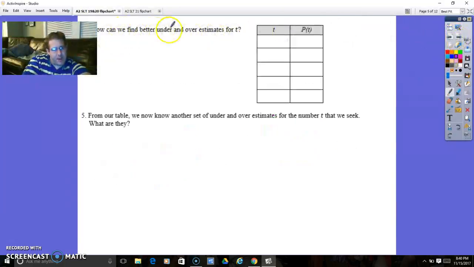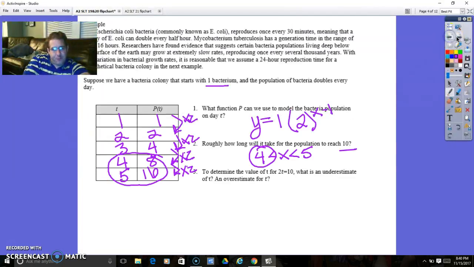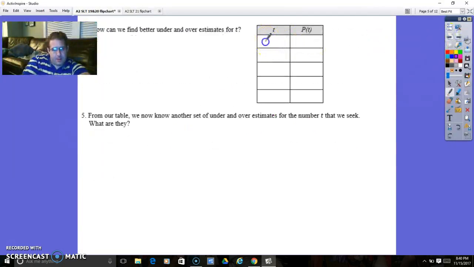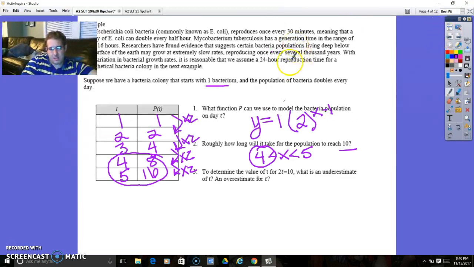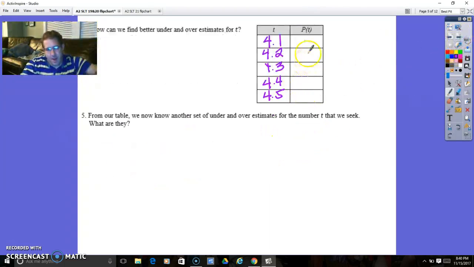Can we find a better answer to this question? If 4 is closer than 5, then I'm going to test numbers like 4.1, 4.2, 4.3, 4.4, and 4.5. The reason I'm going to test these numbers is because these are all the numbers that are closer to 4. If I do 4.6, that's closer to 5, but I know it's going to be in between one of these numbers. So I need to do 2 to the 4.1 power. 2 to the 4.1 equals 17.14.